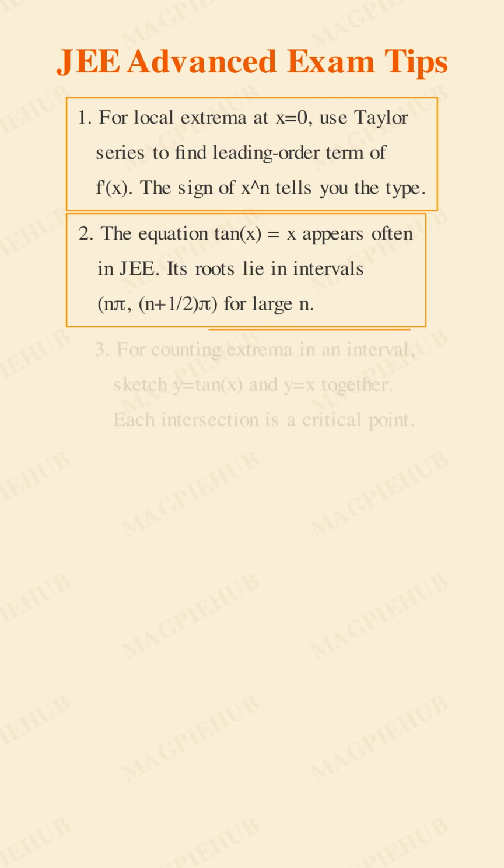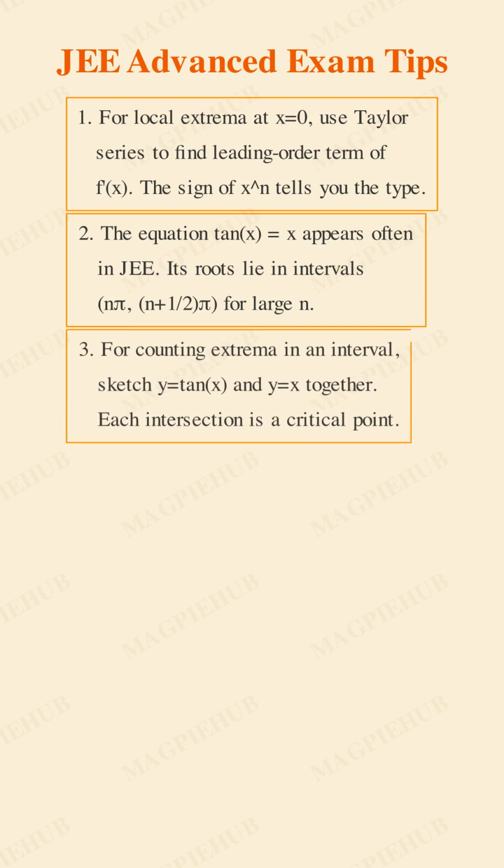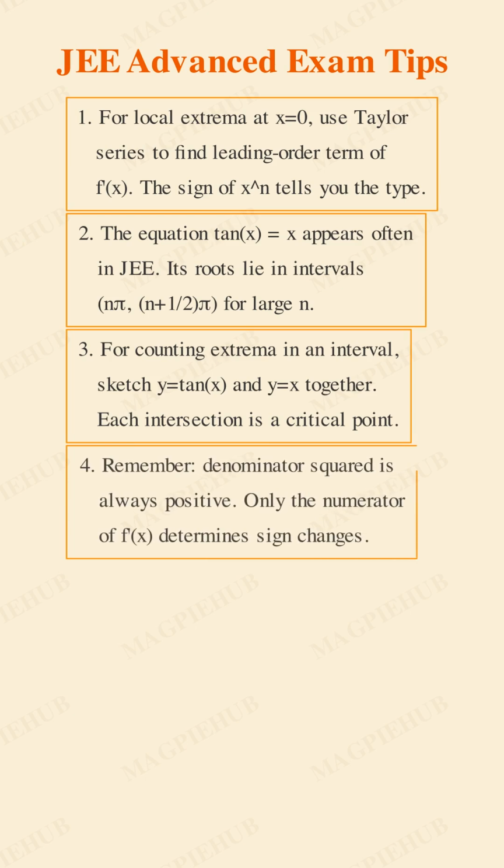Tip 3. To count extrema in a given interval, sketch both y equals tan x and y equals x, and count the intersection points. Tip 4. When the denominator of f prime is a perfect square, it is always non-negative, so only the numerator determines sign changes.